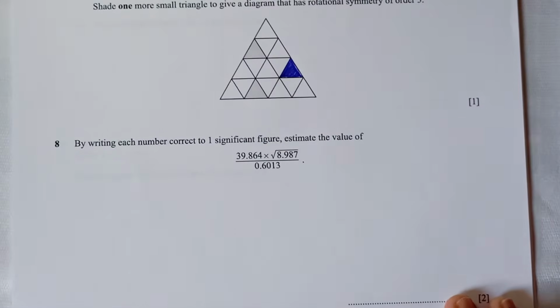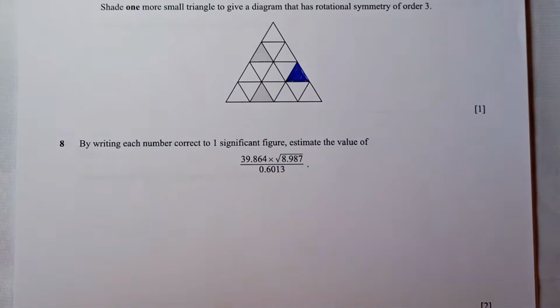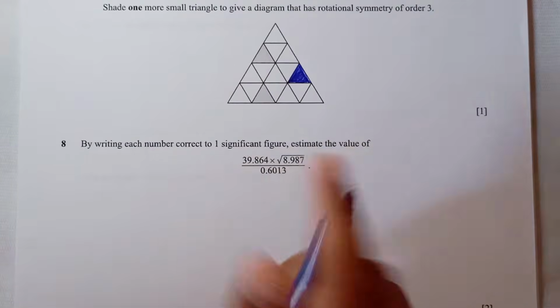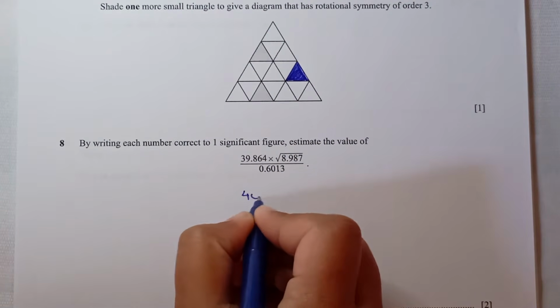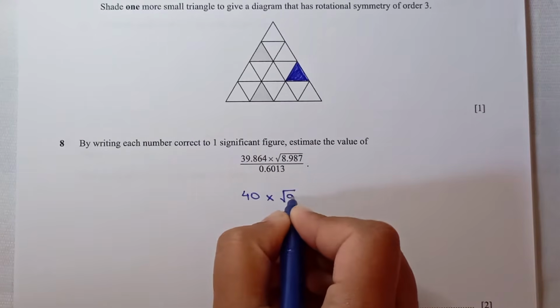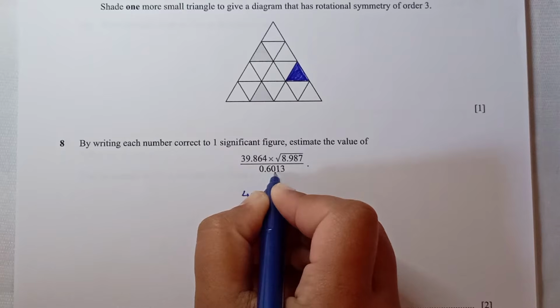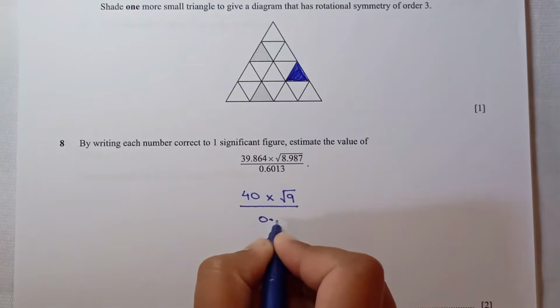Now question number 8, by writing each number correct to one significant figure, estimate the value of. So first we need to write them into one significant figure, 3 and then 9, so it changes to 40, times 8 and then 9, it changes to square root of 9, over 6.0 and 6, so it would be 0.6, sorry.